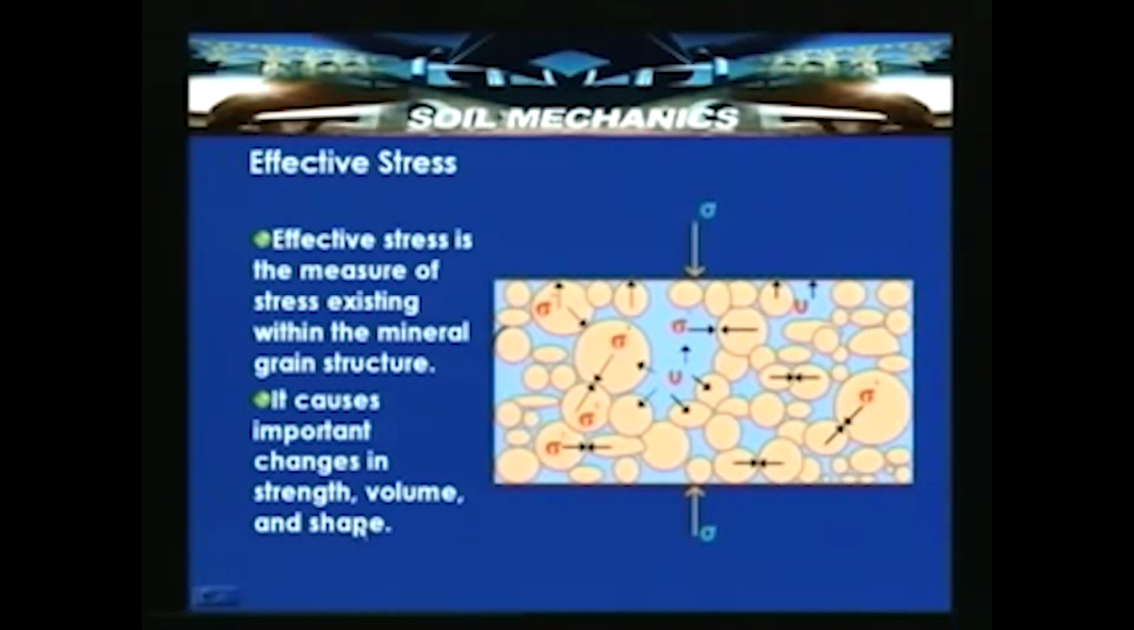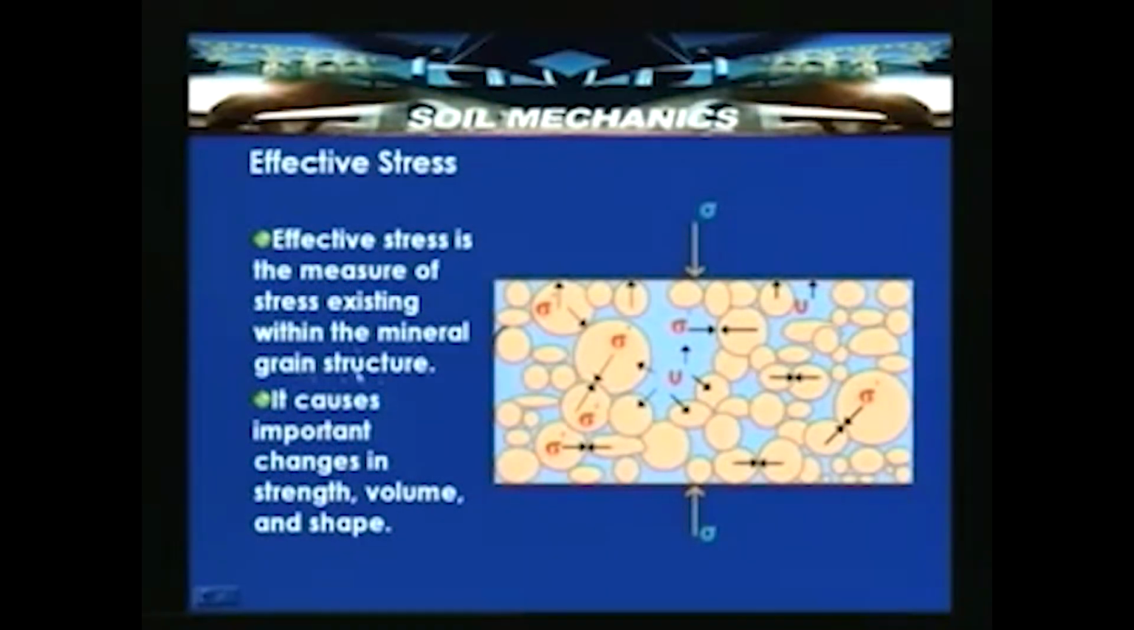So, effective stress is the one which causes important changes in the strength, volume and shape. Because of this, this particular stress is named effective stress. The other name is intergranular stress, but it is called effective stress because it is very efficient, or very important. It causes important changes in the strength, volume and shape which can result from the changes. So, effective stress is the measure of stress existing within the mineral grain structure.